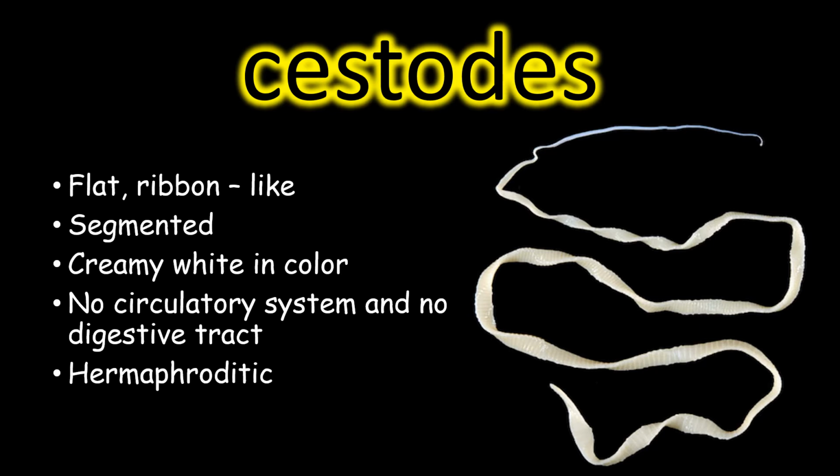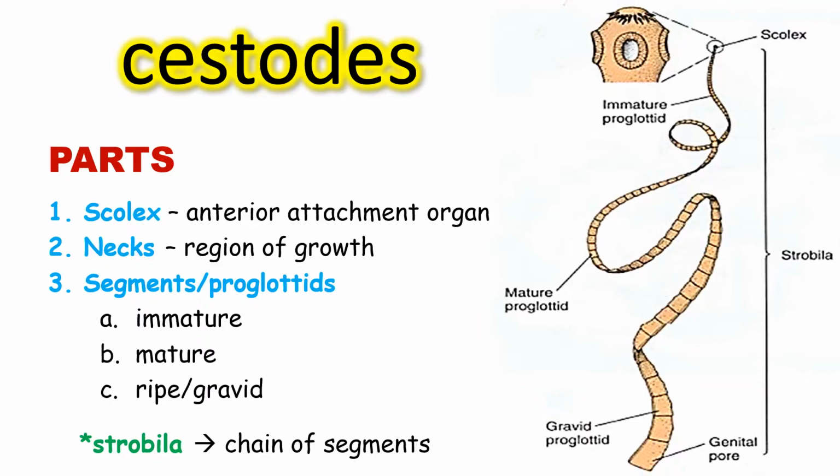For your nematodes, it is known as the cuticle. So the counterpart for the cestodes is the tegument. Cestodes are also known to be hermaphroditic, so they possess both male and female reproductive organs. Excretory and nervous systems are still present. So let's discuss the different parts of a typical cestode.